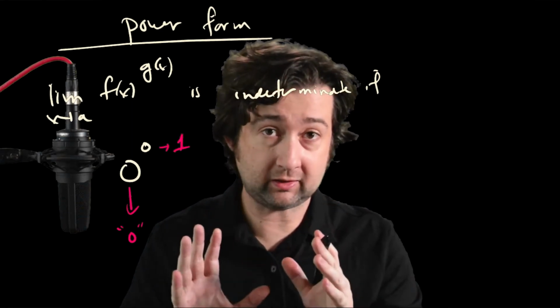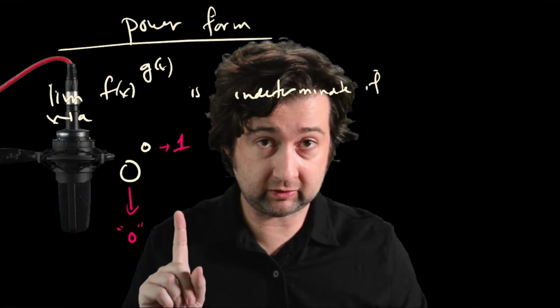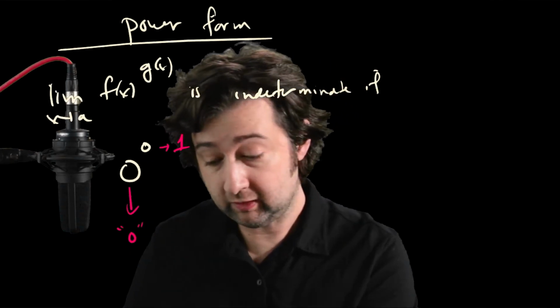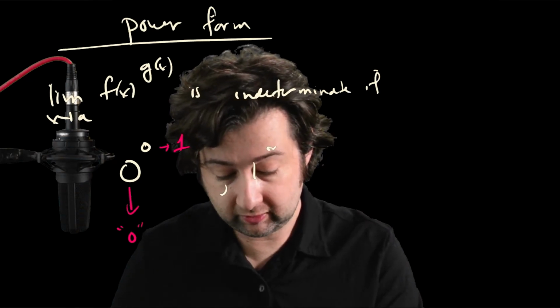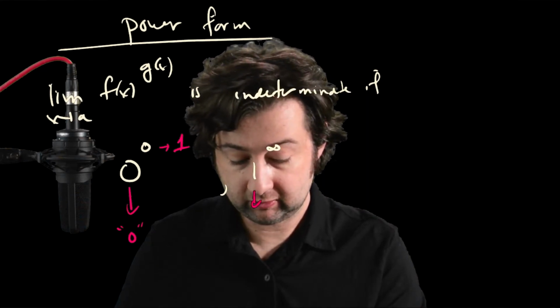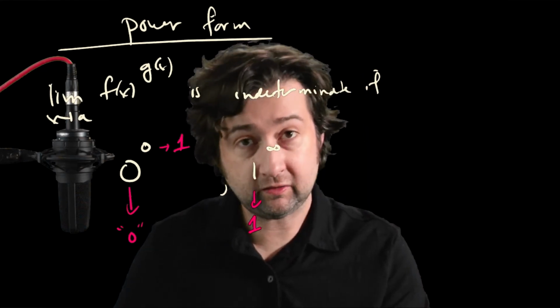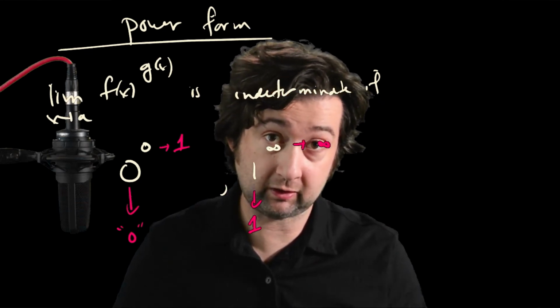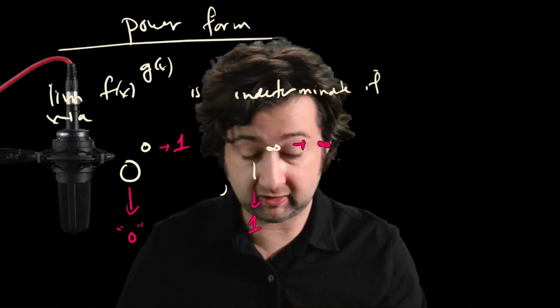So there's a contest here between the base, which is trying to drive everything to 0, and the power, which is trying to drive everything to 1. Another indeterminate form is 1 to the infinity, because the base is trying to turn everything into a 1, and the infinity is trying to turn everything into an infinity, or a 0, depending on if you're approaching 1 from the left or the right.